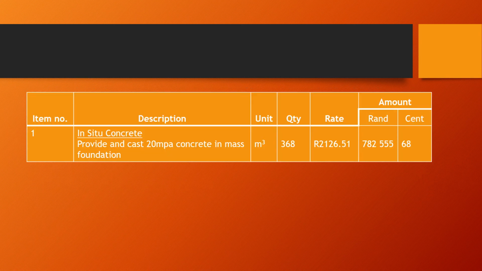Remember, we're doing a 20 MPa concrete foundation. We said the quantity is 368 cubic meters. Now this is our rate, 2,126 rand 51 cents. So this rate times quantity will give you the amount. So the total amount you're going to submit on your tender is 782,555 rand and 68 cents. That would be your tender amount.